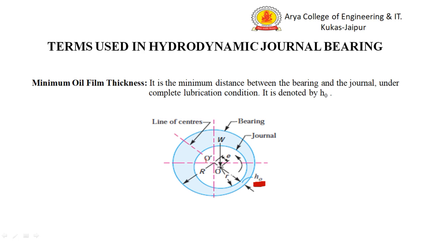In this diagram, O dash is the center point of the bearing and O is the center point of the journal. This e is the eccentricity between O dash and O, and this is the radius of the journal, and this is the minimum oil film thickness h0 at any point of the cycle.